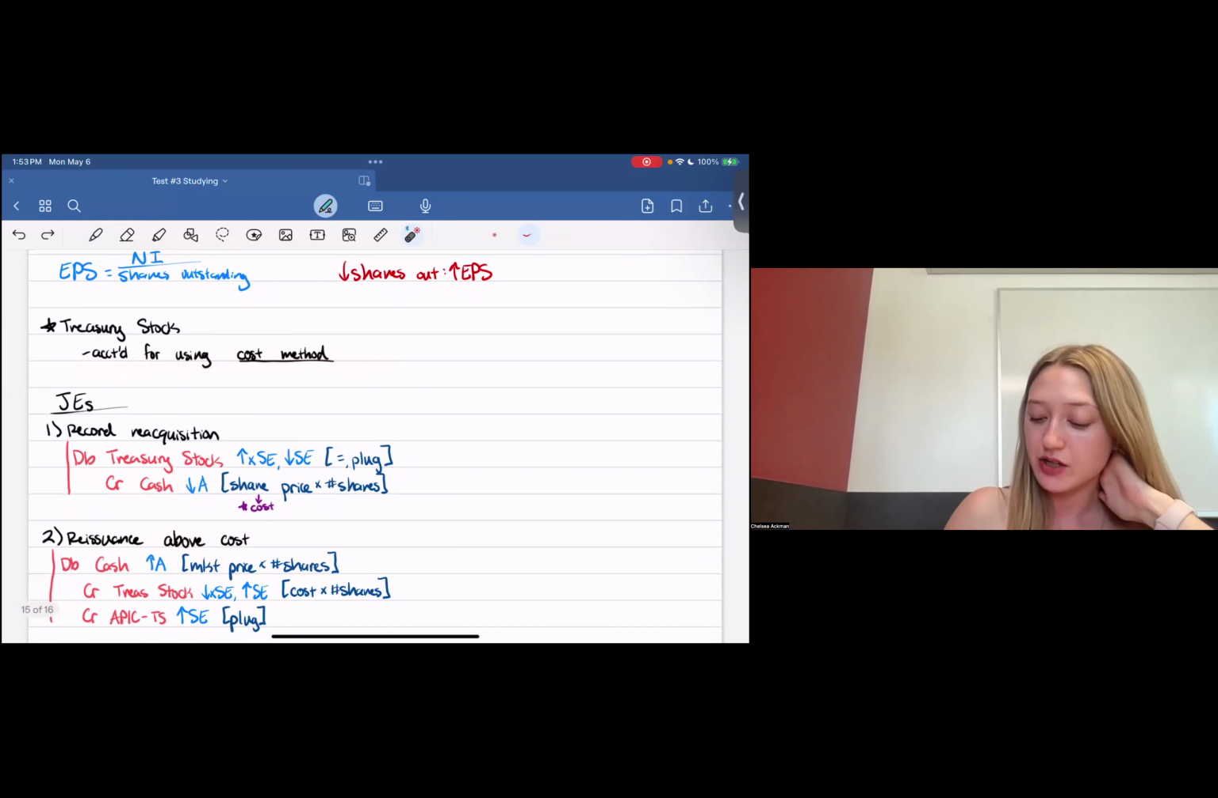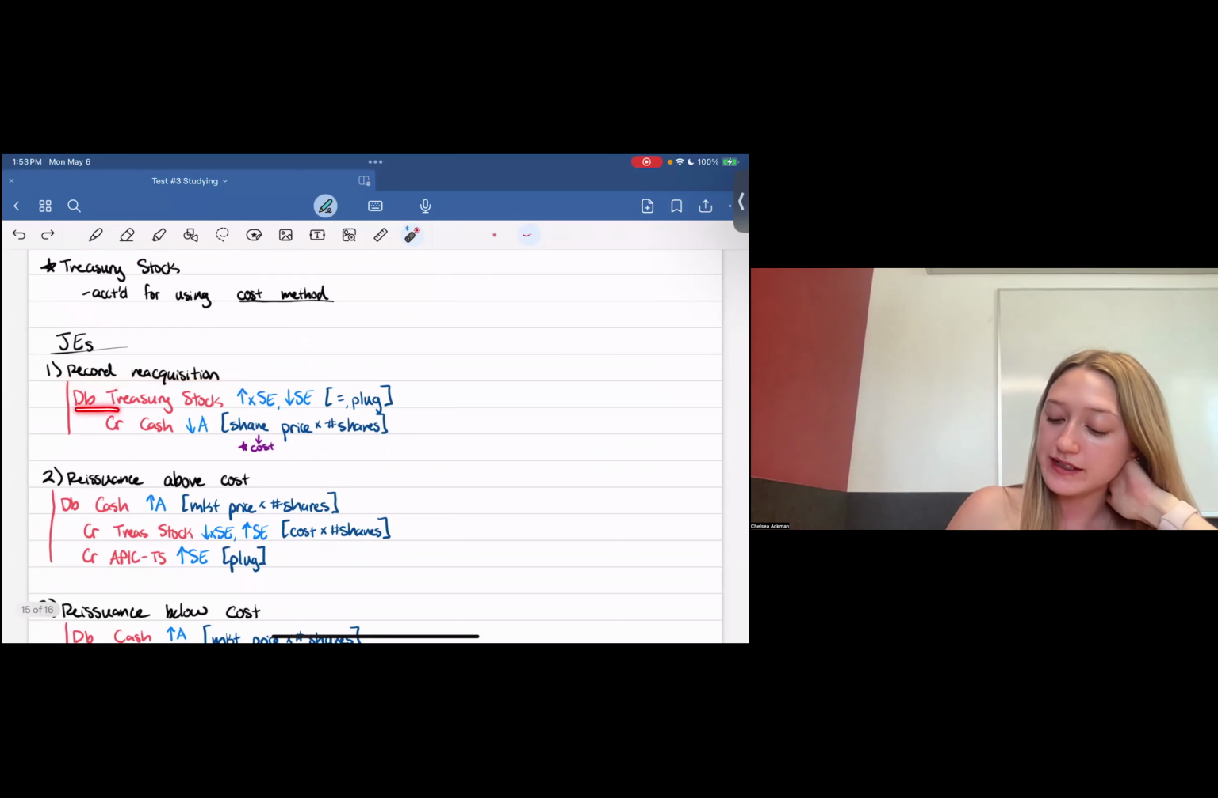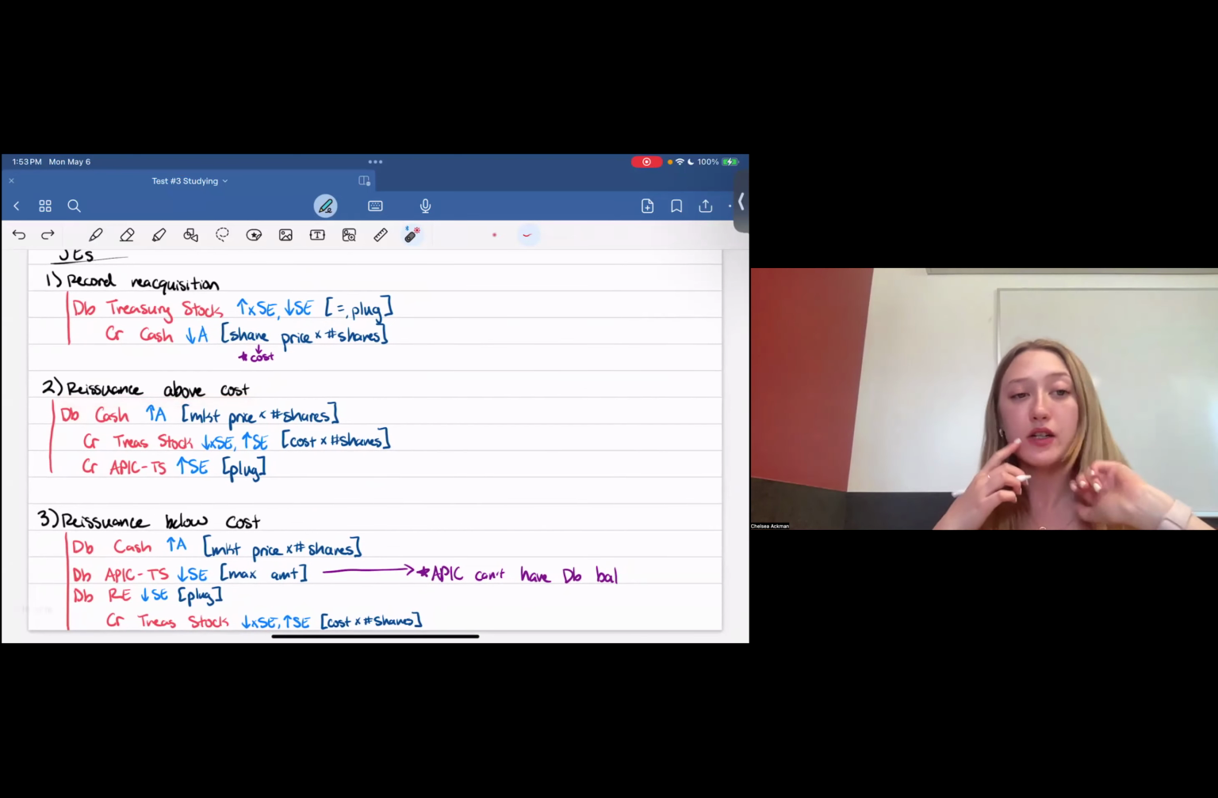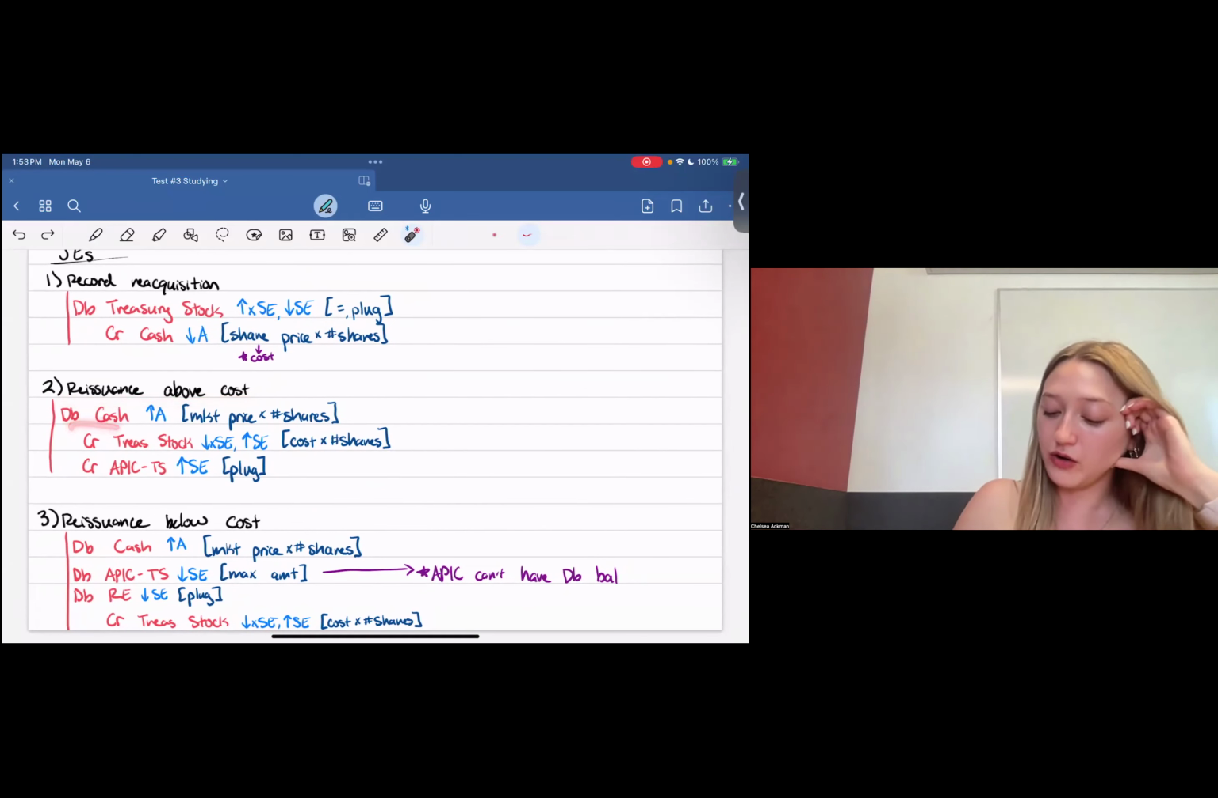For the journal entries, first to record the reacquisition, we're going to debit treasury stock and credit cash. The credit to cash is the share price or the cost times the number of shares, and then the same amount for the debit. The reissuance above cost is going to be a debit to cash, a credit to treasury stock, and a credit to additional paid in capital. So the debit to cash is the market price times the number of shares. The credit to treasury stock is the cost times the number of shares, and the credit to additional paid in capital is a plug to balance.